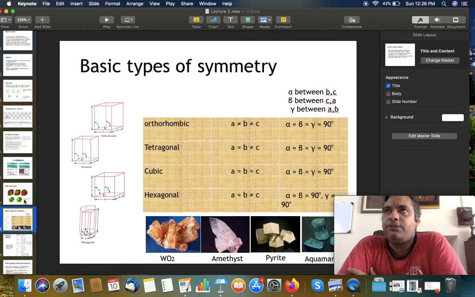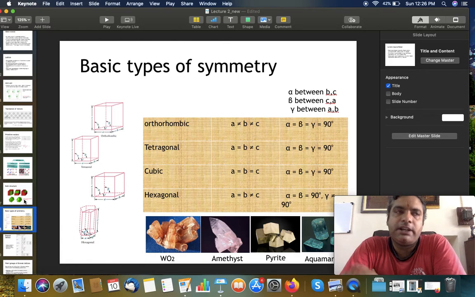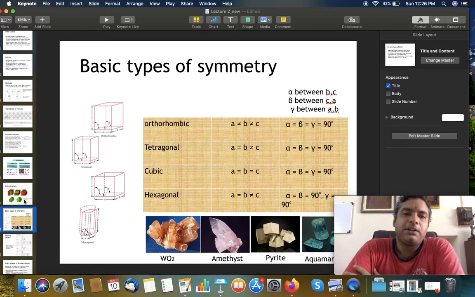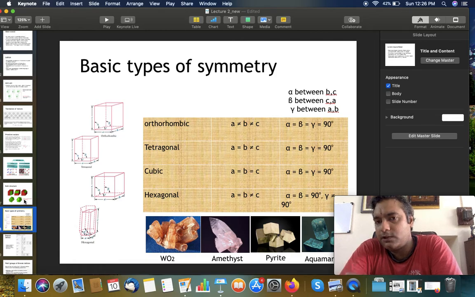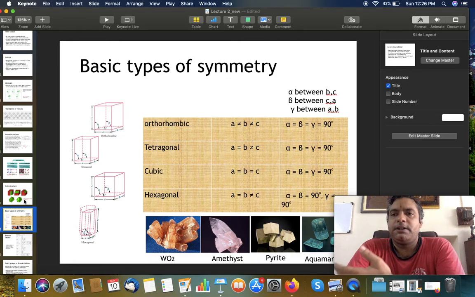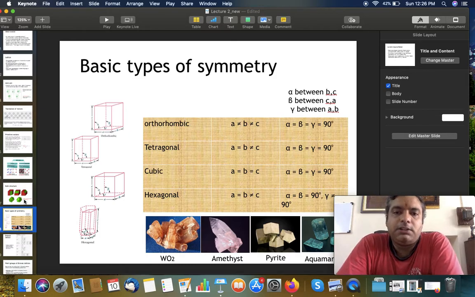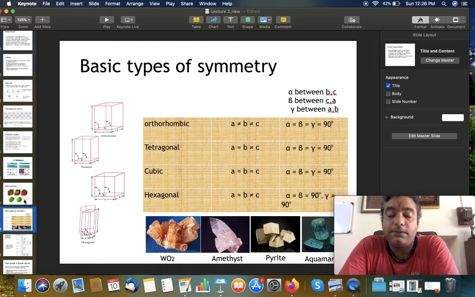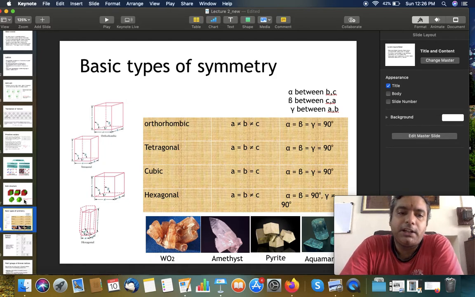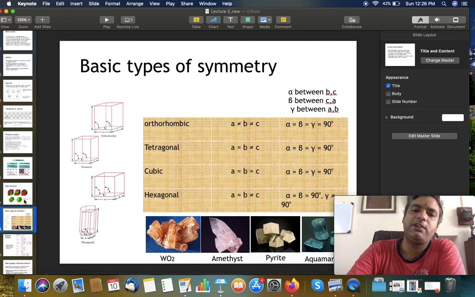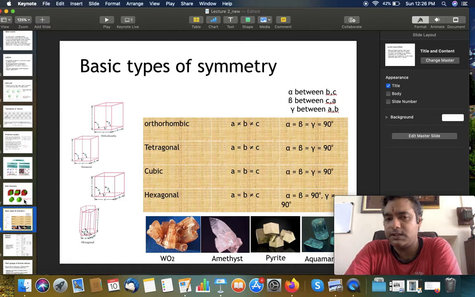And what are the types of bulk crystals which we can get in nature, which are most commonly available? There are basically 4 types of bulk solids, which we call symmetry. The 4 types are orthorhombic, tetragonal, cubic, and hexagonal. The orthorhombic does not have equal sides, but the angle between them is 90 degrees. In a tetragonal structure, it is also divided at an angle of 90 degrees between all the sides. However, 2 sides are equal and 1 side is not equal.